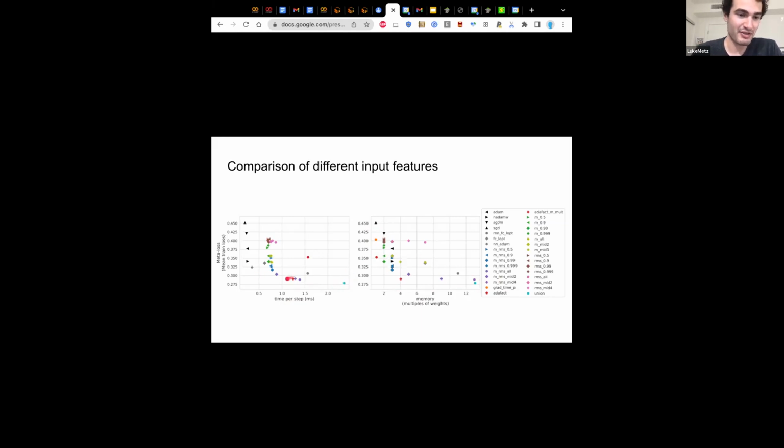And the fewer features you use, the faster you are and the less memory you use, but you might not perform as well. One sort of best-of-both-worlds option we found is actually leveraging features from Adafactor. And this is this red plus here. We found this red plus strikes a nice balance between not using a ton of memory and not being slow, but also performs quite well.